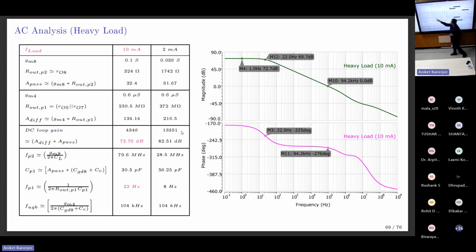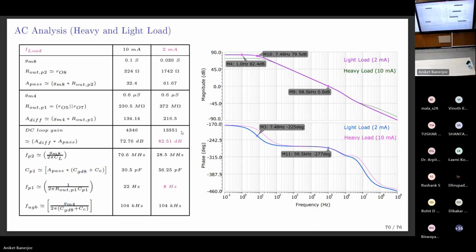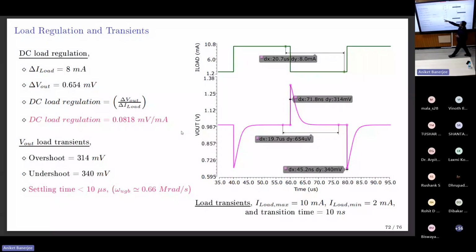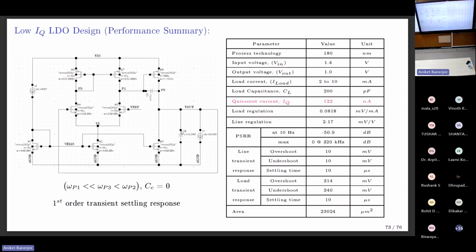Because we designed for this low quiescent current, given a low quiescent current you get a larger ROT. ROT is mega ohms here, not kilo ohms. RO is 1 over lambda ID, proportional to 1 over ID. ID is nanoampere, so this will be in mega ohms. Gain also will be proportional. So then what will happen? Your DC regulation will be a very, very small number, and the settling characteristics will be first order settling characteristics.